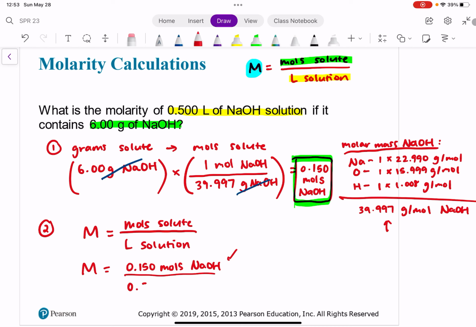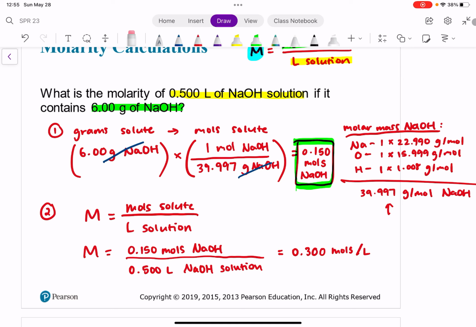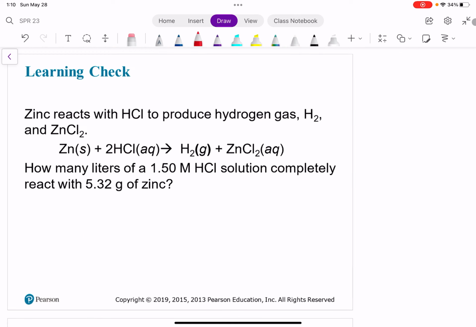So that's 0.500 liters of what? NaOH solution. Solution, solute plus solvent, okay? Total solution. So how much of our solute is in our solution total, expressed in moles per liter? All right, so 0.300 moles per liter is our molarity. So we can express that as 0.300 molar NaOH. That's how you would see it in lab, NaOH.